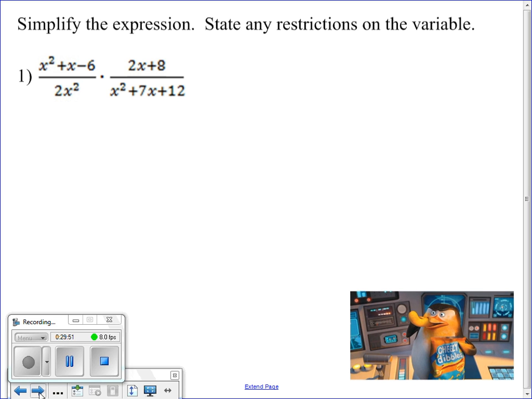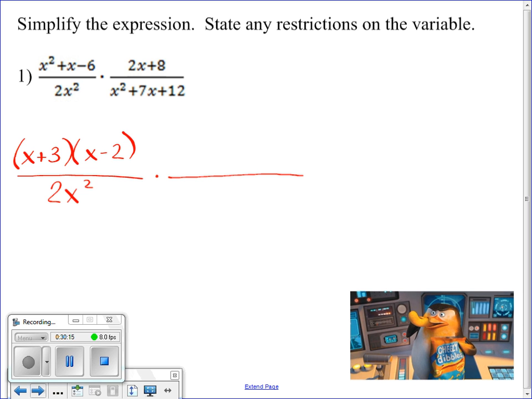All right, so look at your column on your purple sheet under multiply. What's step 1? Factor, okay? Can I factor the top? Yes, I can. Does anybody know how the top factors? Good. X plus 3, x minus 2. Can I factor the bottom? No, that's just going to be a 2x squared.